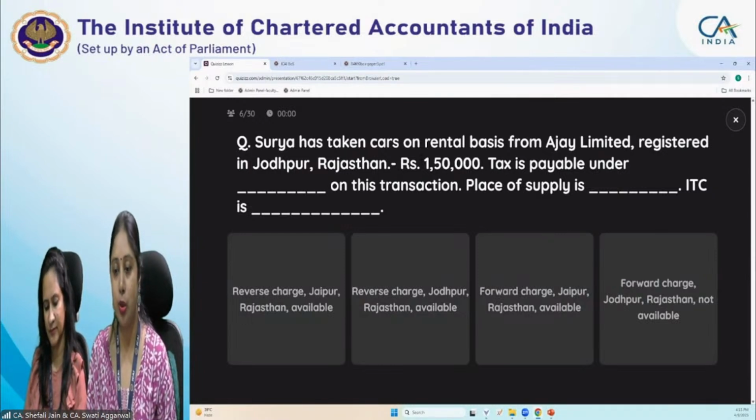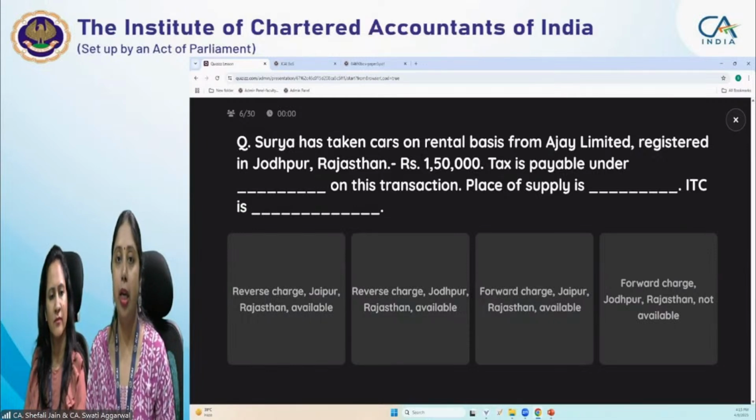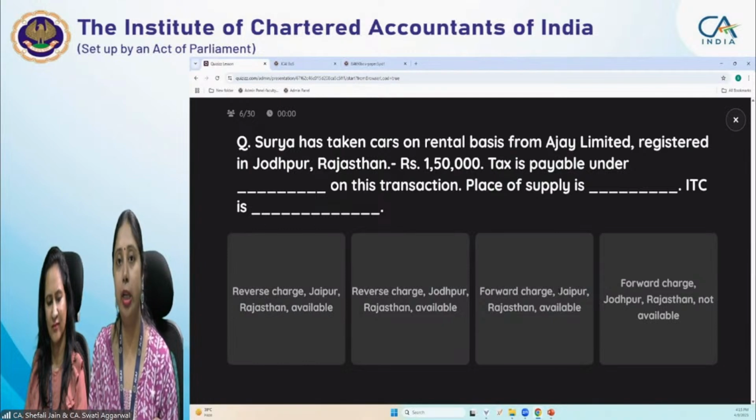Second thing is place of supply. Now, place of supply will be the location of recipient, which is again Surya, and it is Jaipur, Rajasthan. That is why we have made a difference, though it does not make much of a difference, but we wanted you to know the concept of place of supply. So, place of supply is the location of recipient here.